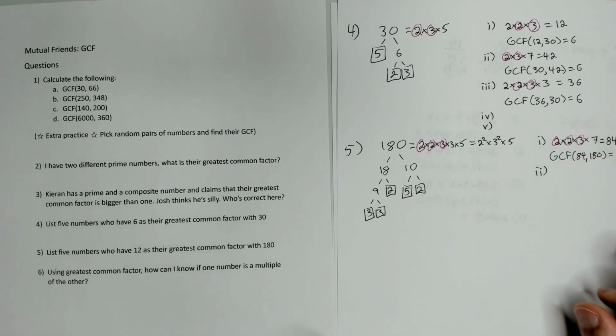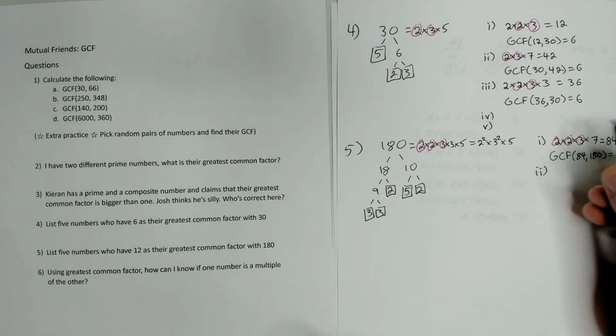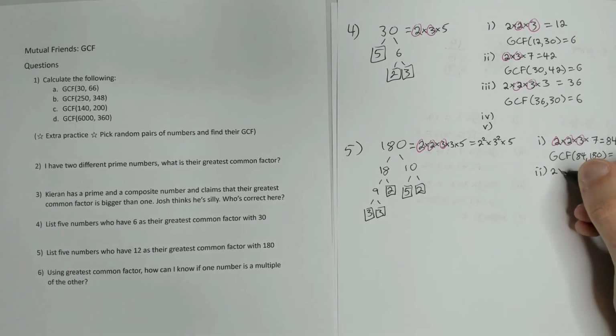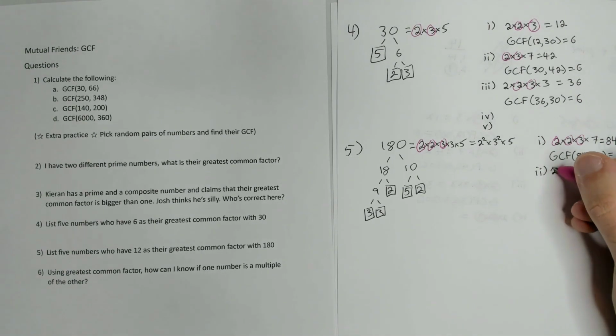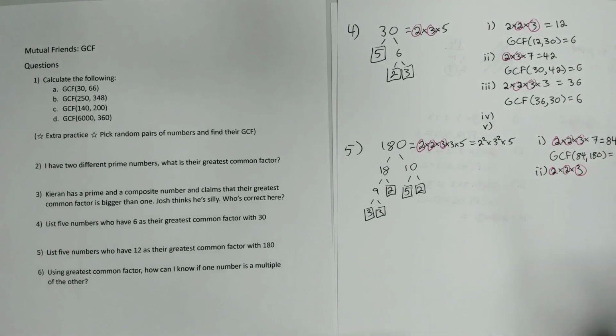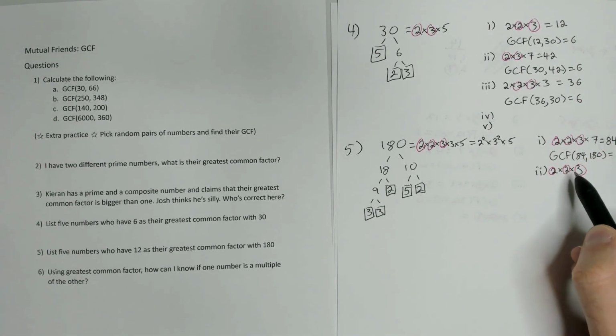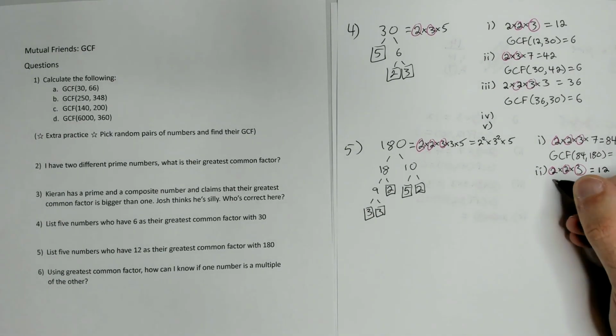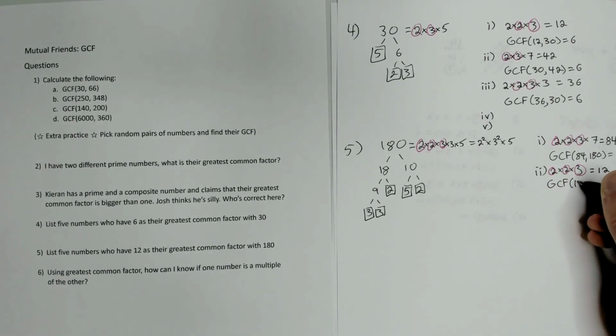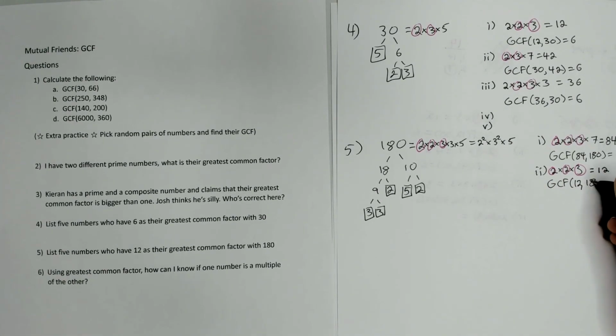What's next? Well, we could actually just do, if we wanted, 2 times 2 times 3, right? That's a valid prime factorization, right? It's all prime numbers. And the commonalities is exactly 2, 2, and 3. So we get that 12 itself will work for the greatest common factor of 12 and 180.